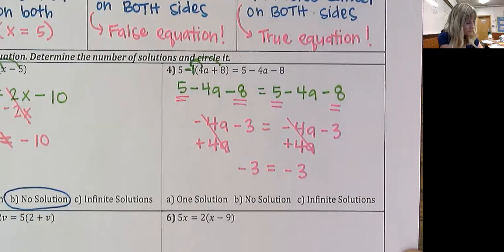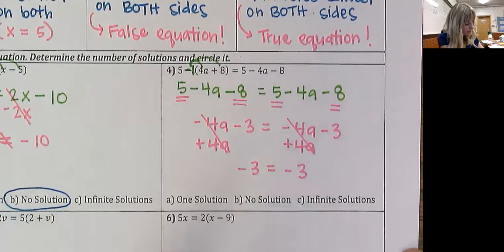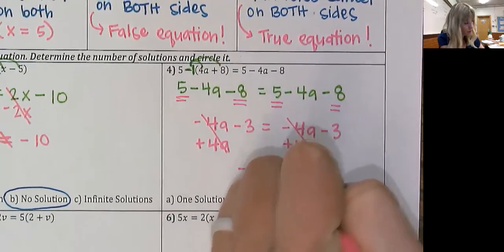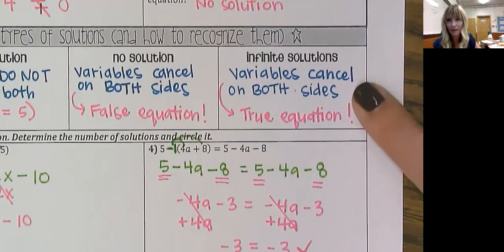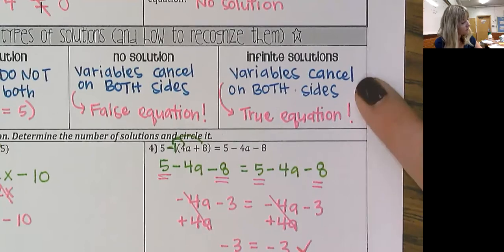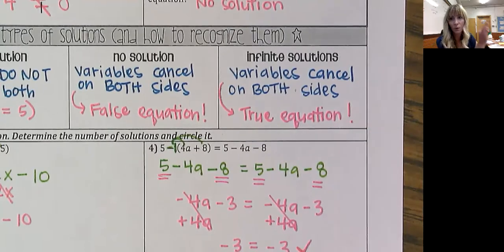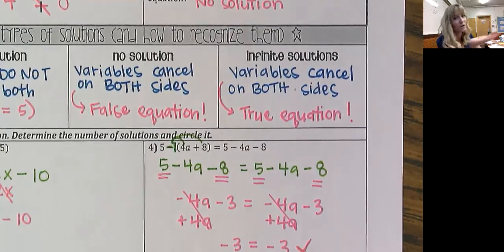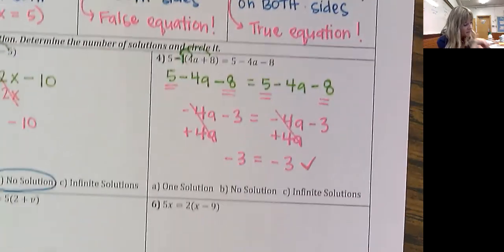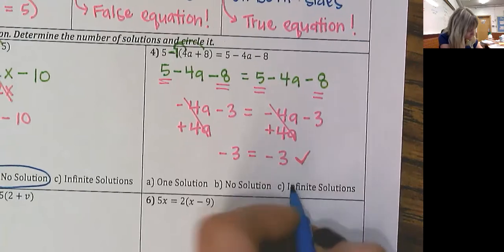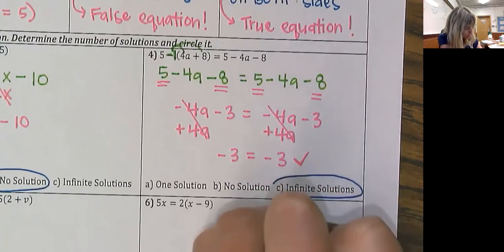How often is that true? Always. That's always true. Negative 3 is equal to negative 3. That is just an always true statement. And that's what we mean by this scenario up here. The variables cancel on both sides, and then what you're left with is totally true all the time. There's no x to even be a variable. It's just always true. And this scenario means that there are infinite solutions.